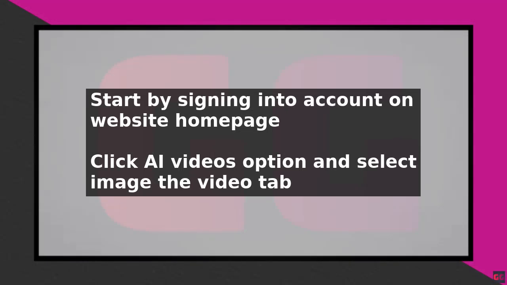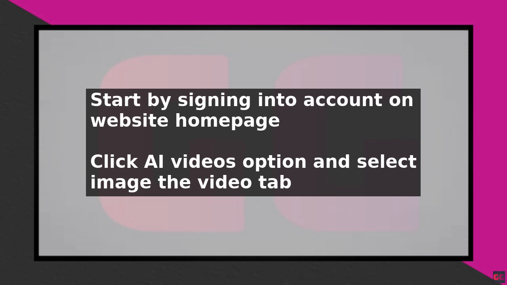To create a video using an image with AI, start by going to the website and signing into your account. From the home page, click on the AI Videos option, and then select the Image to Video tab. This will give you the option to add an image and a prompt to create a video.